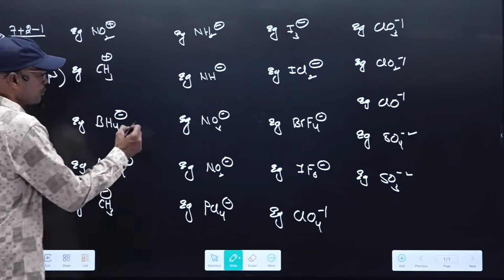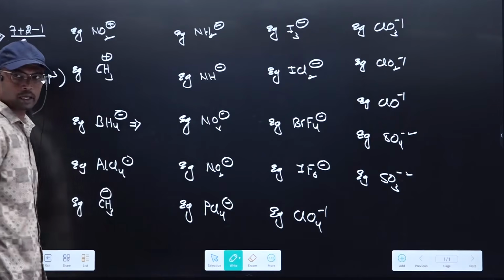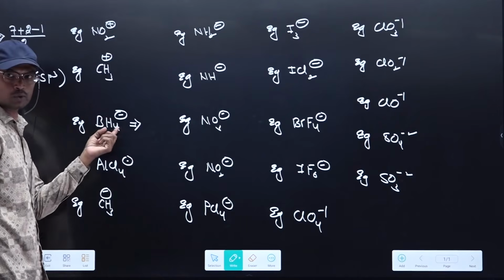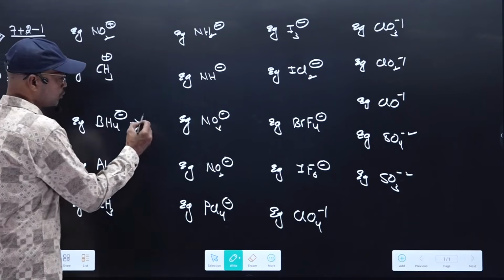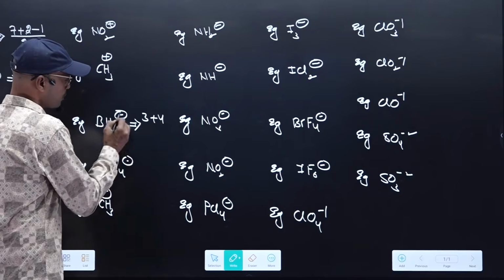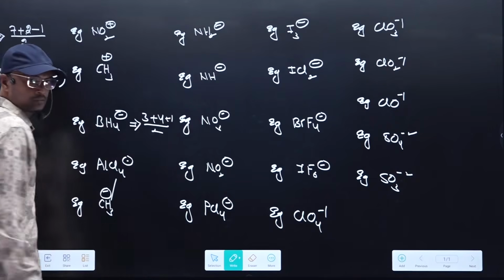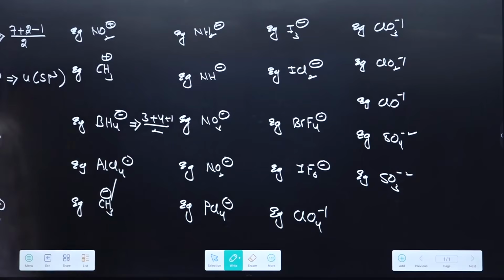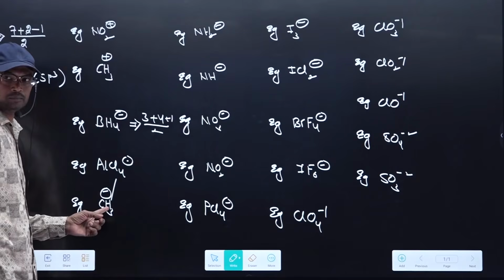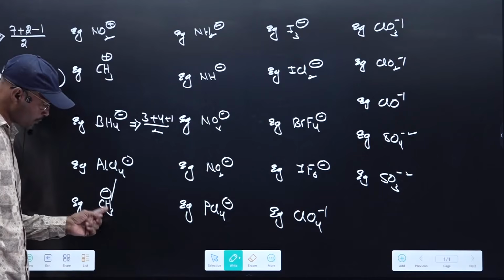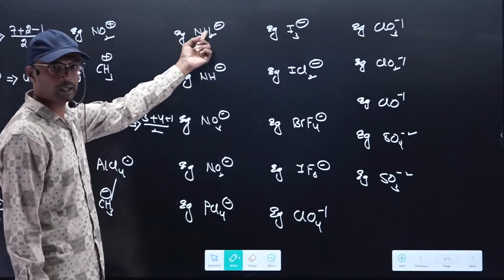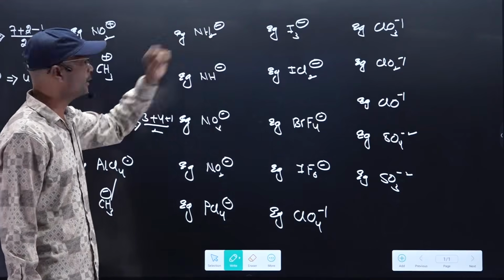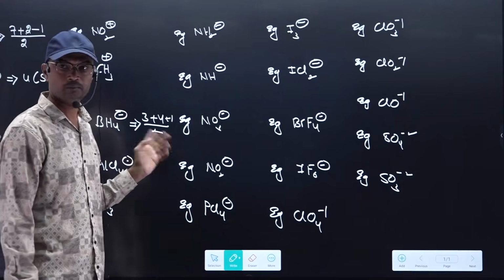So BH4 minus. NaBH4, you know, sodium borohydride, in that negative ion. Boron belongs to which group? Third group. 3 plus 4 plus 1 by 2. 8 by 2 or not? 8 by 2, 4, sp3. And here also the same. Carbanion: 4 plus 3, 7 plus 1, 8 by 2, sp3. This is called amide. Will you work out all of them?